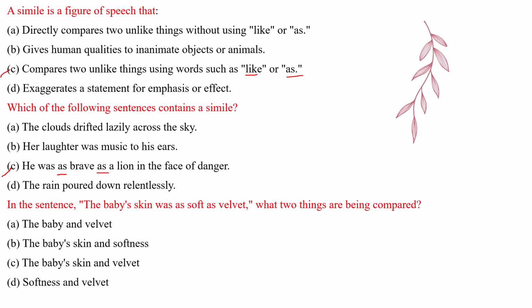Let's see question 3. In the sentence, the baby's skin was as soft as velvet, what two things are being compared? The options are the baby and velvet, the baby's skin and softness, the baby's skin and velvet. It's very clear that C is the correct answer: the baby's skin and velvet.